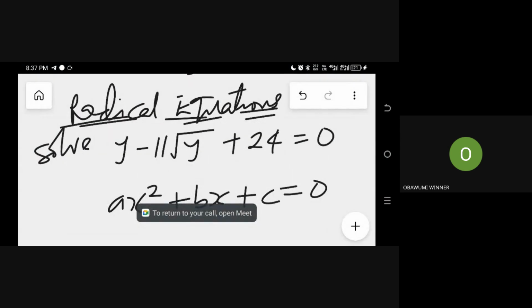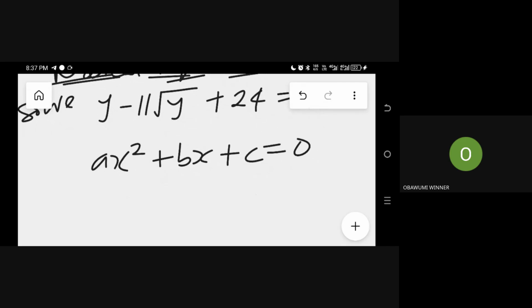All right. So here you would have to improvise because, as you can see, this doesn't look quadratic. For a quadratic equation, you are supposed to have a power of 2. But look at that, there is no power of 2. The highest power you should have in a quadratic equation should be the power of 2. There is no power of 2 there. And so now you improvise.